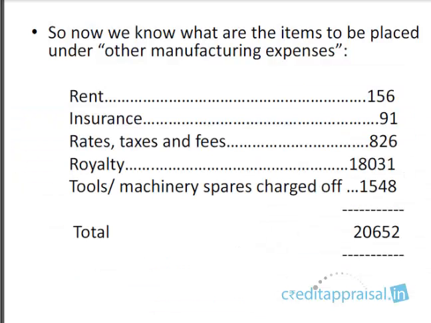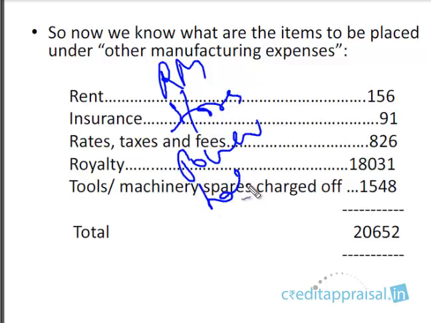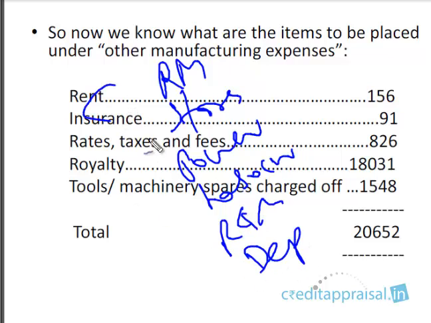So we have come to the end of this chapter. In this chapter, we have discussed the concept of other manufacturing expenses. Please remember, whenever you are presented with a P&L account, the major expense items will be raw material, stores and spares, power and fuel, labor, and repairs and maintenance. Of course, depreciation. These will be the direct expenses.